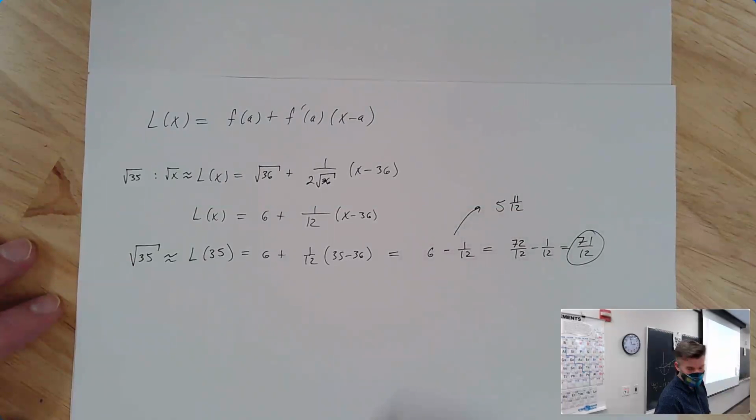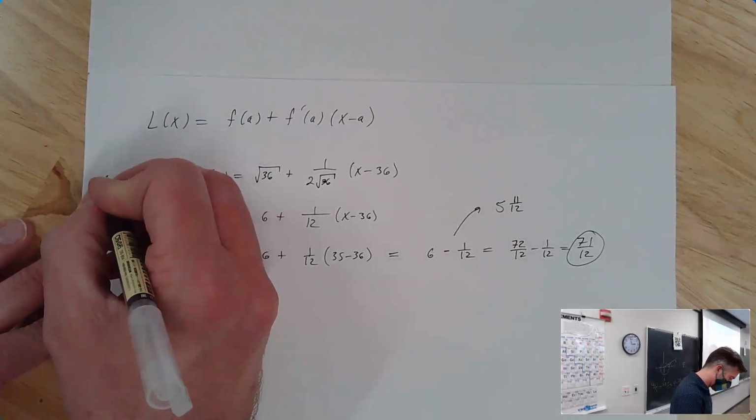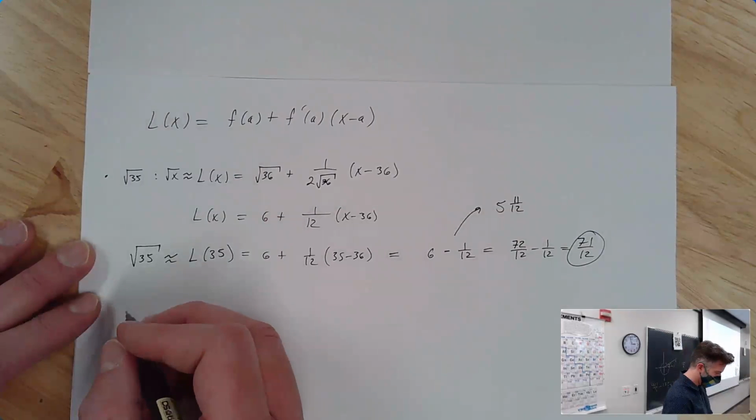How much time? Yeah, we got time. We can do another one. Which other one should we do? Let's do the natural log of 1.07.